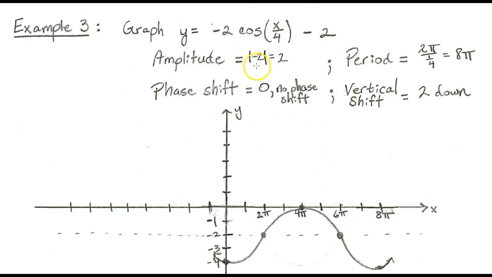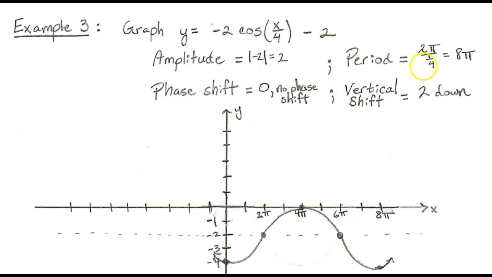The amplitude is the absolute value of the a here. a is minus 2, so the amplitude is 2. That means the highest it would get above this new dotted line, which I'm thinking of as kind of the x-axis now, is 2 units above that. So you can see the highest it gets is 2 above that, which is right up here at the x-axis.